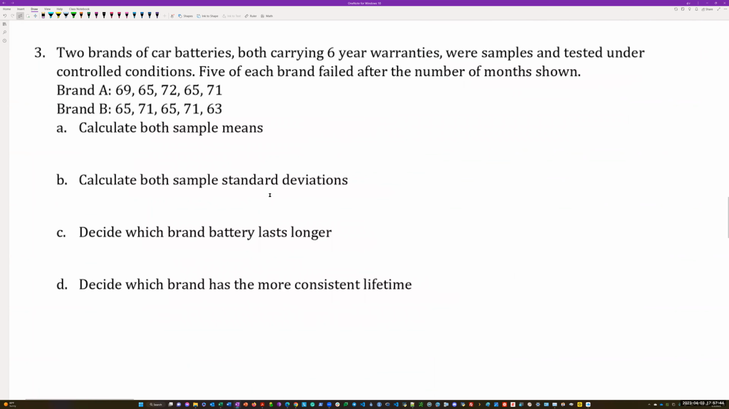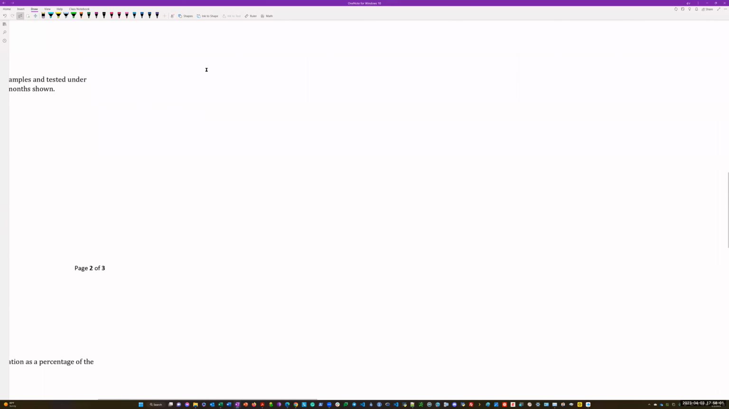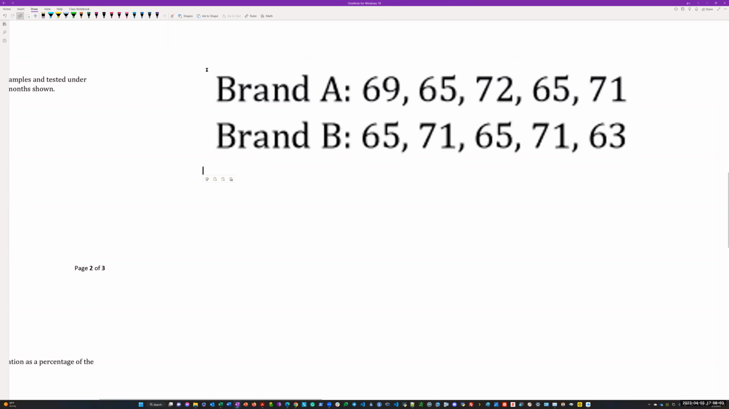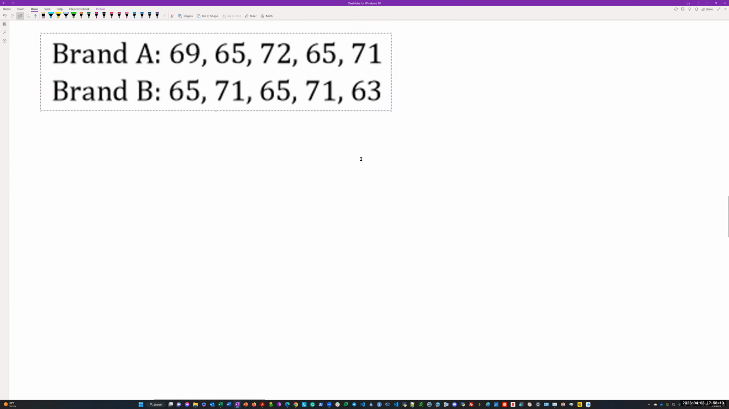All right, let's do this one. Two brands of car batteries, each carrying 6-year warranties, were sampled and tested under controlled conditions. Five of each brand, whatever. Find the standard deviation for this. I'll do the rest of it in a second, but let's first just do some examples where we calculate standard deviation. Does that make sense?